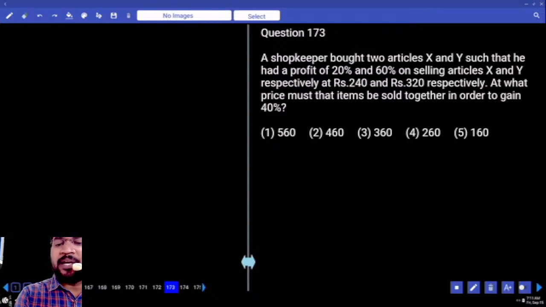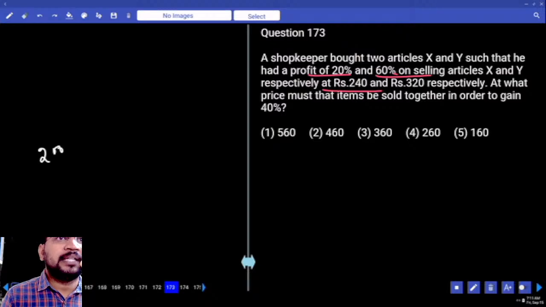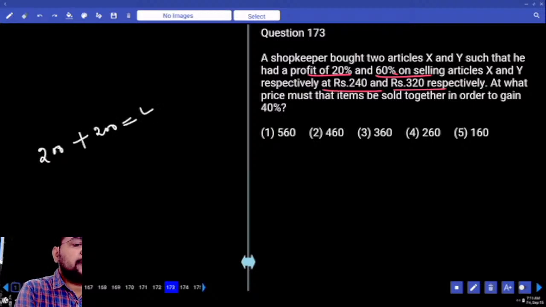Now, the first article has 20% profit, selling price is 240, yes? 20% profit is nothing but 120%. 120% is 240, so 100% is 200. Cost price of the first article is 200. 60% profit, selling price is 160%. 160% is nothing but 320. 100% is 200. Therefore, overall cost price is 400.